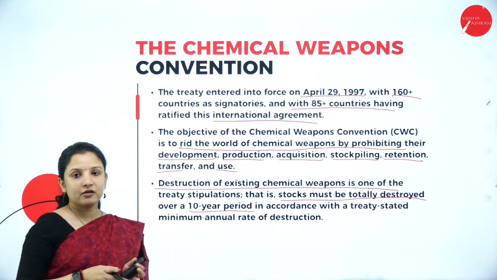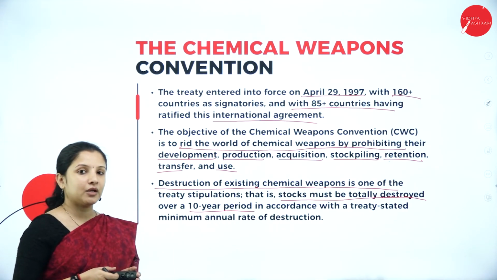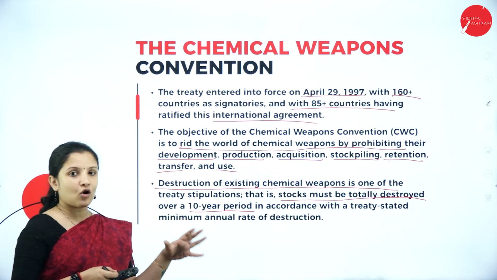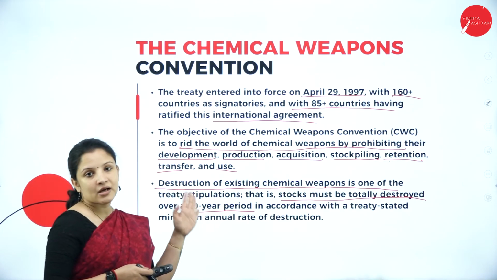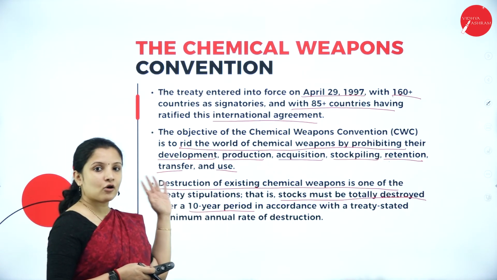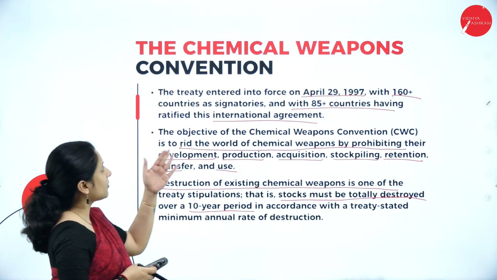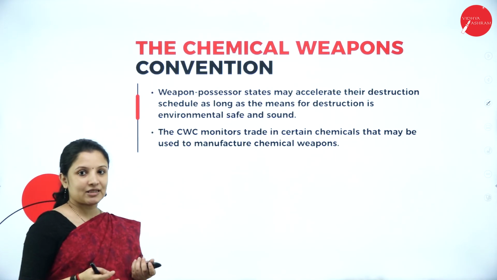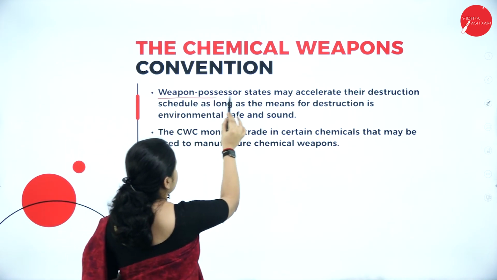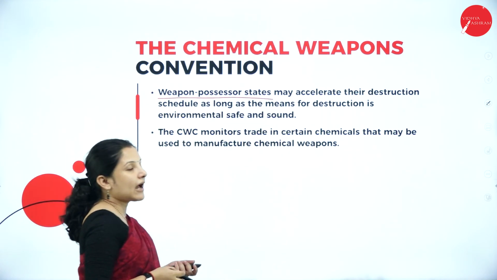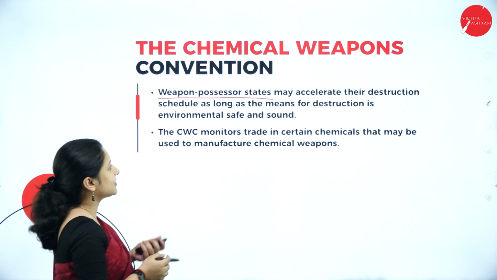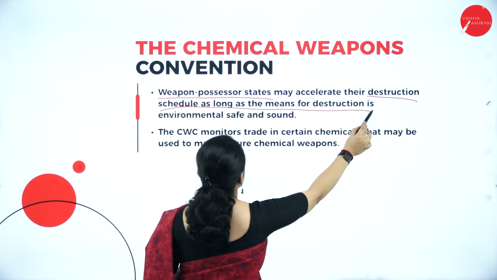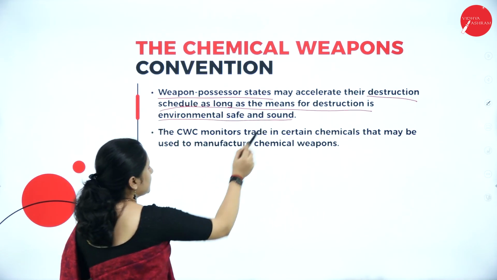So a 10-year period will be given to them. Within that 10-year period, whatever chemical weapons these countries are possessing or have stocked and piled up, all that should be discarded or destroyed according to this particular Treaty of Chemical Weapons Convention. And the weapons possessing states, whichever states are possessing the weapons, have to accelerate or increase their destruction schedule as long as the means for destruction is environmentally safe and sound.